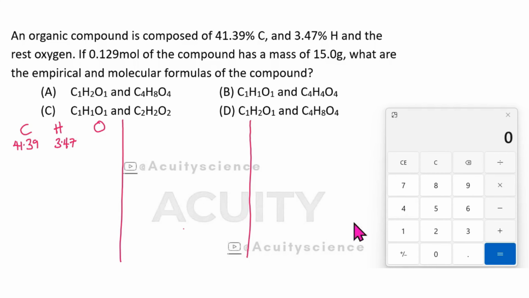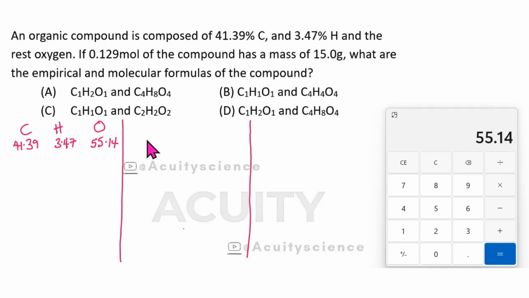But we know the total percentage should always be 100. So we take out this first 41.39, and then we'll also take out 3.47. Okay, we have 55.1. This is the percentage of oxygen.